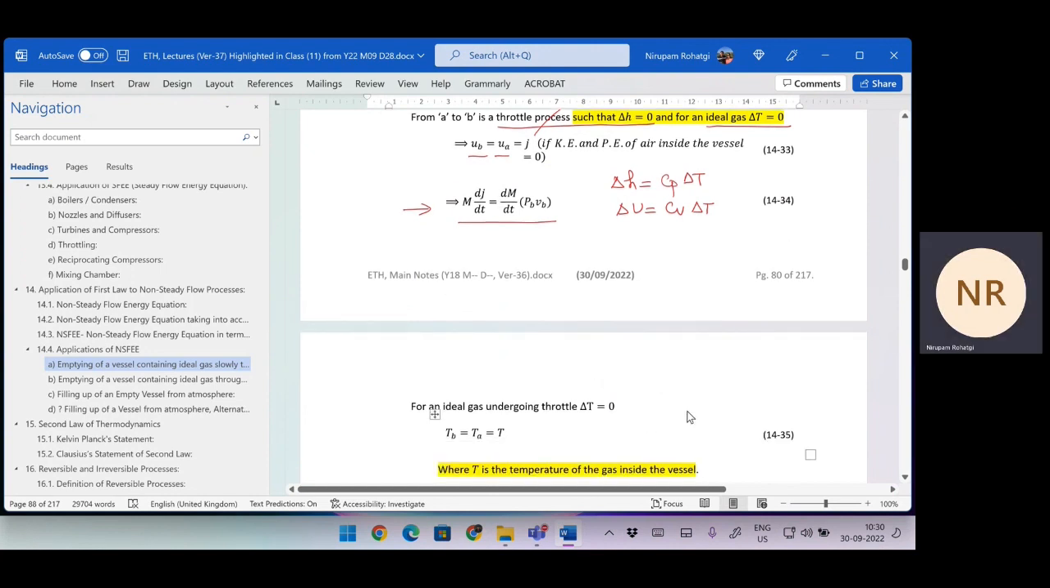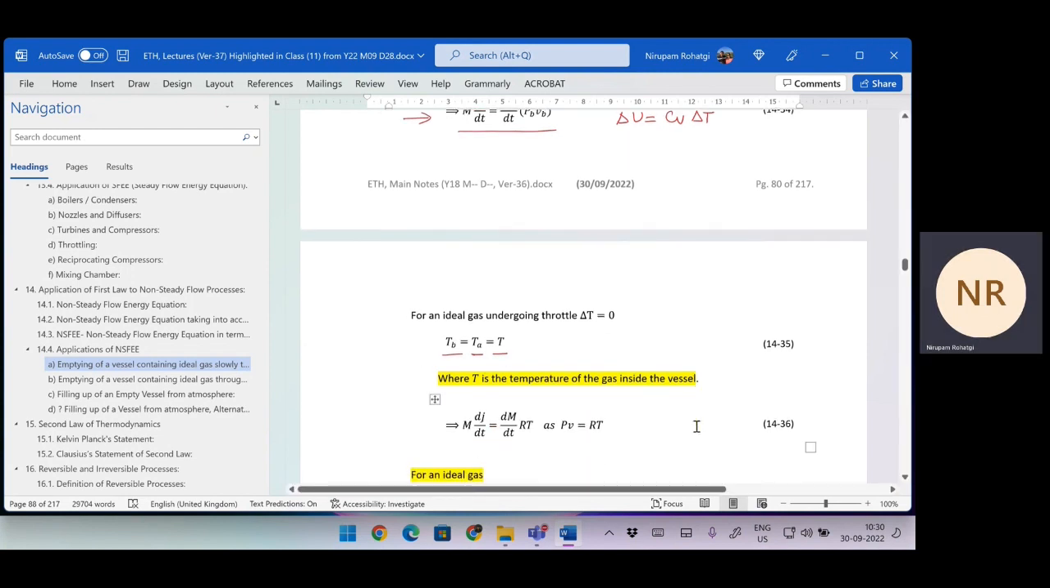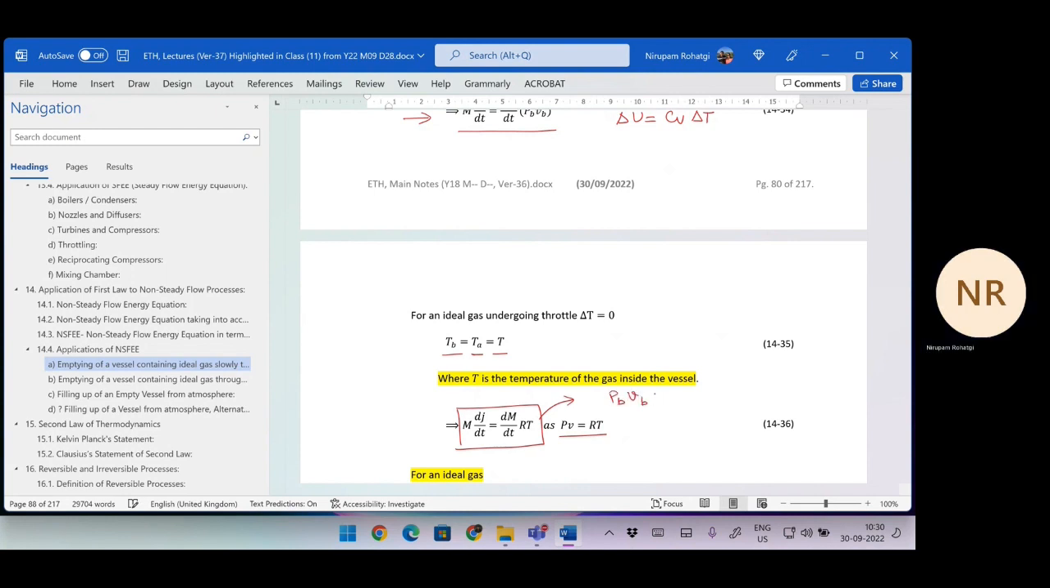Now, because TB is equal to TA, T is the temperature of the vessel. So what we can write here is PV is equal to RT. What we have done here: PB VB is equal to RTB, and this is RTA, and this is RT, because TB is equal to TA, being an isenthalpic process, and TA is the same as the vessel temperature.